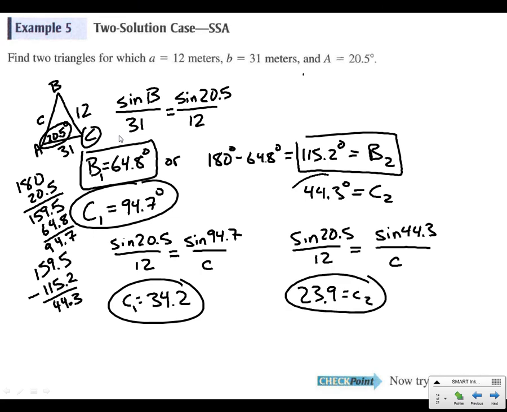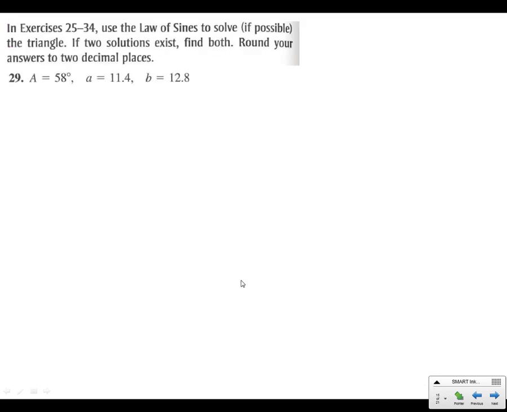Little c2. All right, so we ended up with two distinct answers: one for angles B, C, and side C. Okay, one each for all of those. Your turn. Work it all the way out for this triangle.